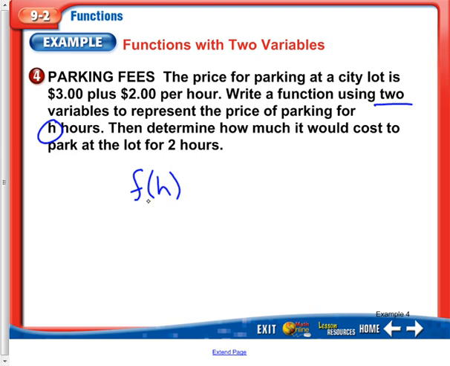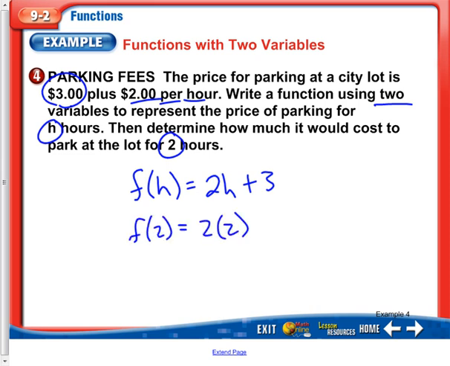Remember, f of h equals y basically for us. So just use f of h, and then we'll write equals, okay, it's $3 plus $2 per hour. Whenever we say per hour, we're multiplying here. So I'm going to say 2h plus our $3. Okay, so $3 plus $2 per hour would be 2h plus 3. This is our function. Now they want us to solve it for 2 hours. So now I'm going to do f of 2 equals 2 times 2 plus 3. So f of 2 equals 4 plus 3. And f of 2 equals $7.